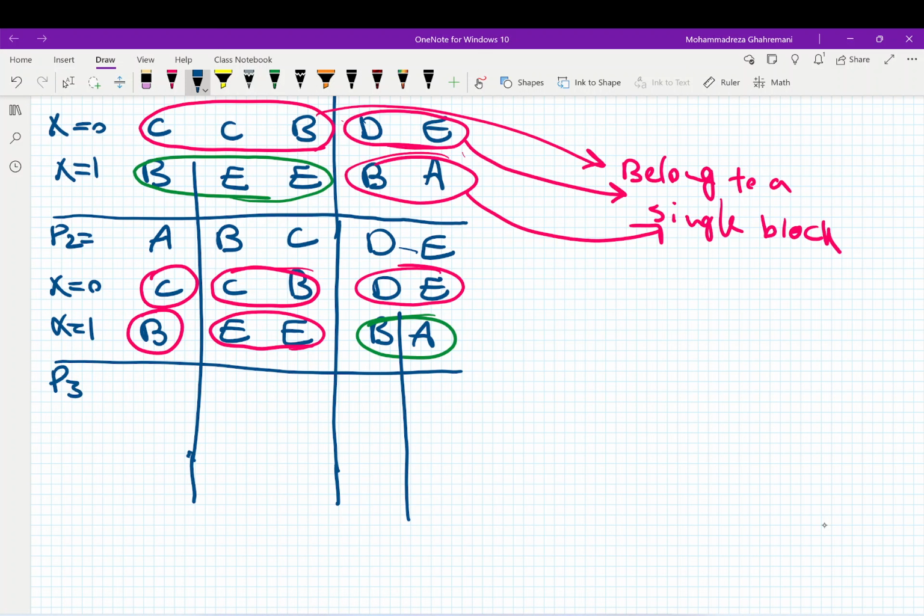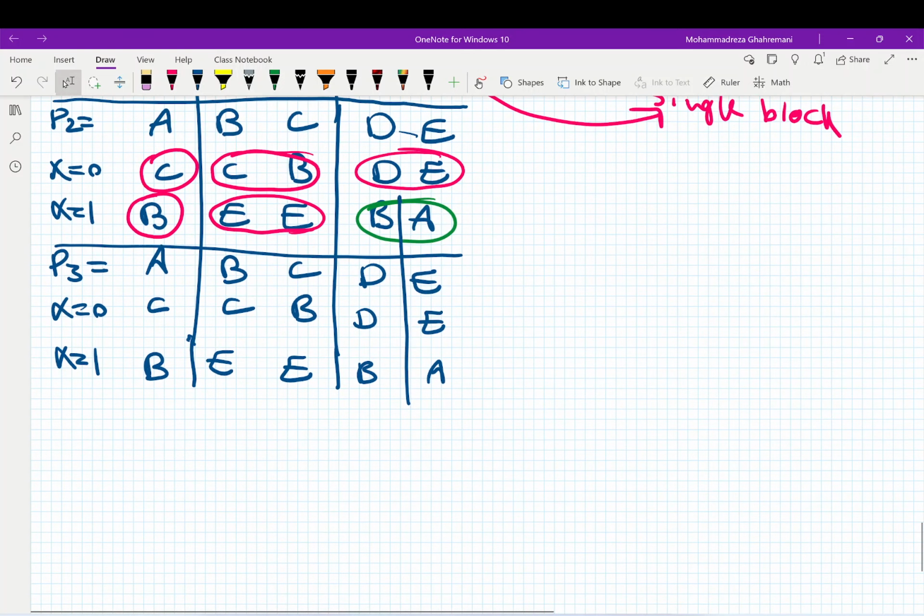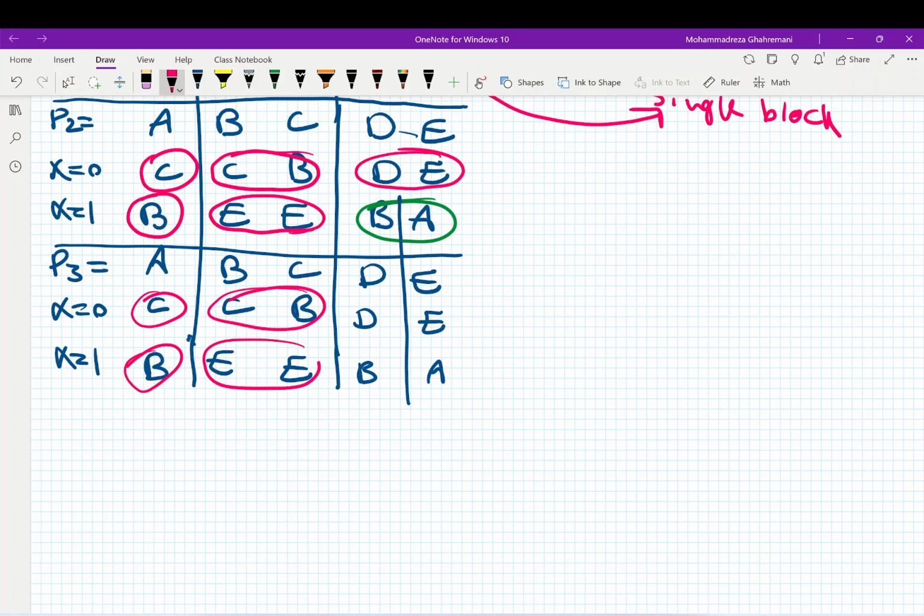Then we again move to P3, which is A, B, C, D, E. Again the same outputs, x is equal to 0, 1: C, B, C, B, E, E, D, E, B, A. And now if we check these states, we see that all of them are in single blocks, or if they are not single states, like C and B, they belong to a single block.